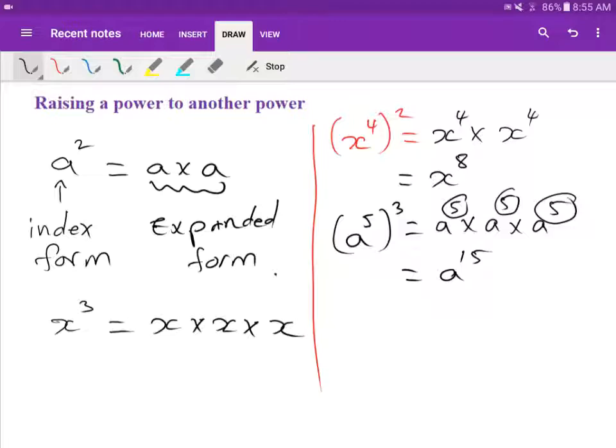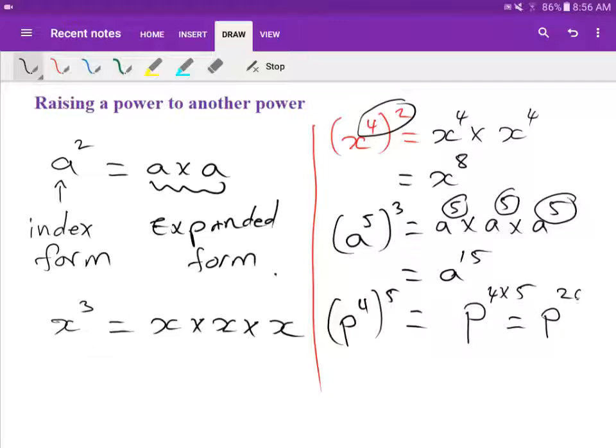So if you notice, 4 to the power 2 is just 2 lots of 4, and 3 lots of 5, same thing here. Let's say p to the power 4, to the 5. Of course, we're not going to write p power 4 times p power 4, 5 lots of those. So we can simply do 4 times 5, because it's 5 lots of p power 4. So 5 times 4 is 20, so p power 20.